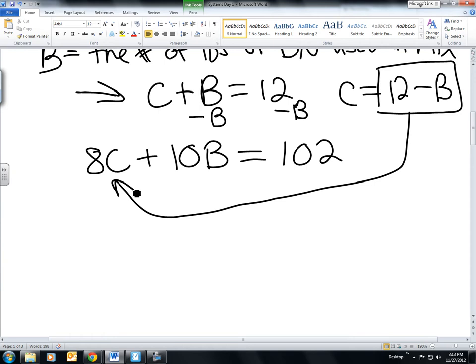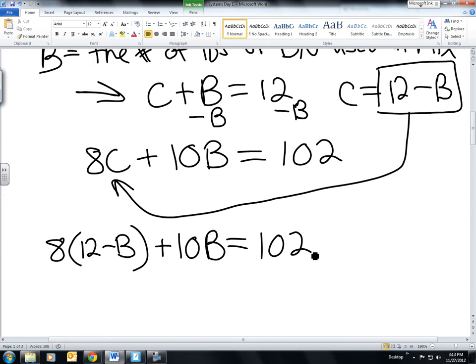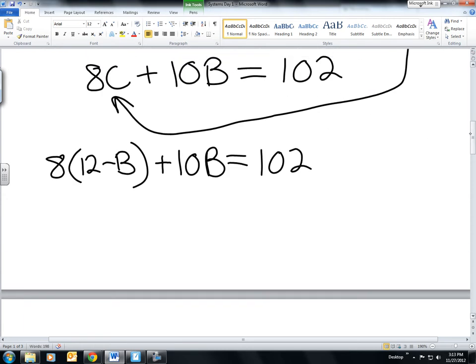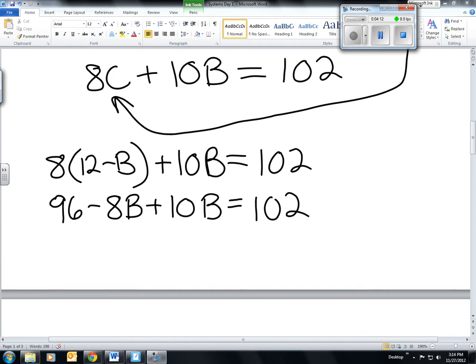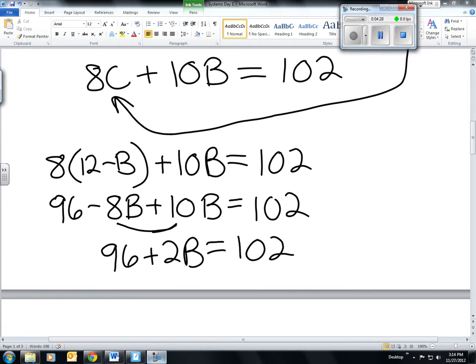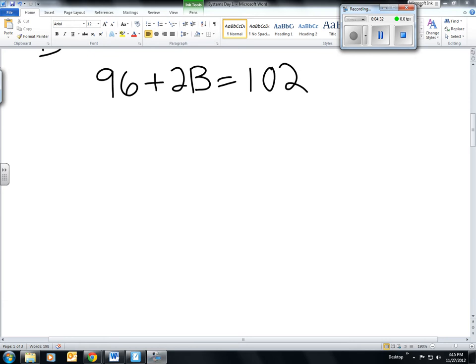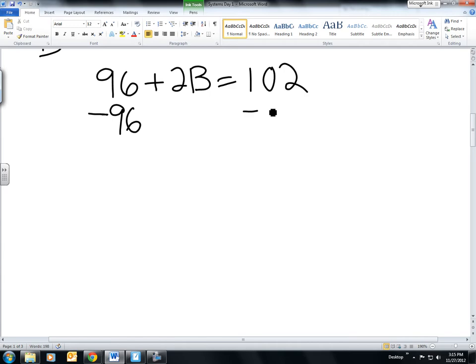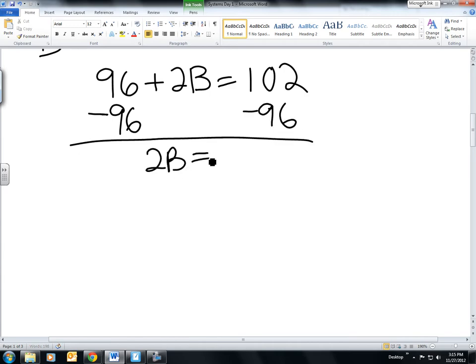So I'm going to write the new equation as 8 times (12 minus B), because that's my new quantity for the letter C, plus 10B equals 102. Now I can solve the equation just like I normally would, an equation with one variable, so I use the distributive property. After using the distributive property, I'm going to get 96 minus 8B plus 10B. Then I'm going to combine the like terms here and get positive 2B, so 96 plus 2B equals 102. Then I'm going to continue to solve this equation for B. To do that, I would subtract 96 from both sides, and I'm going to be left with 2B equals 6. Then divide by 2 on both sides, and therefore B is equal to 3.